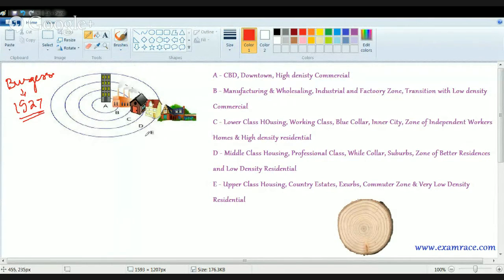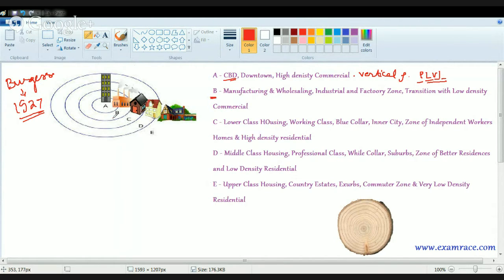So let's talk about the five regions that were talked about by Burgess. Burgess talked about the central region, that is the central business district, the downtown region with high density of commercial population. It has a lot of vertical buildings, high population density, and it is the region with the highest PLVI, that is peak land value intersection.